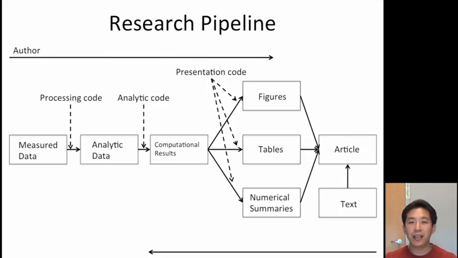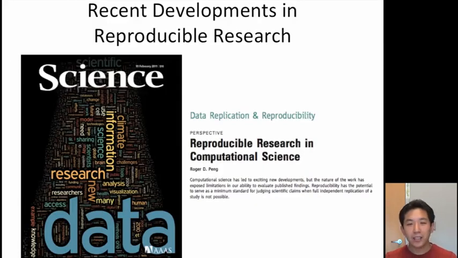And you can see here on the left side, the author is going from left to right along this research pipeline, and then the reader is going from right to left. So you read the article and you want to know more about what happened, where was the data, what was used here. The basic idea behind reproducibility is to focus on this analytic data and this computational results box here. And so with reproducibility, we try to allow the author and the reader to meet in the middle, so to speak.